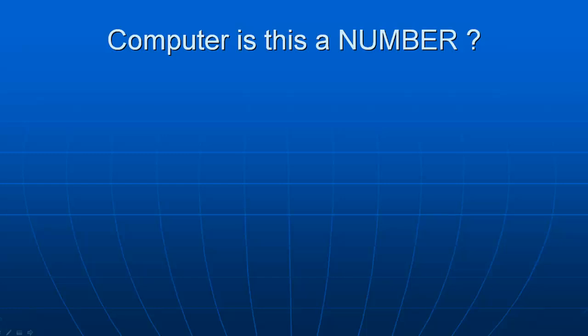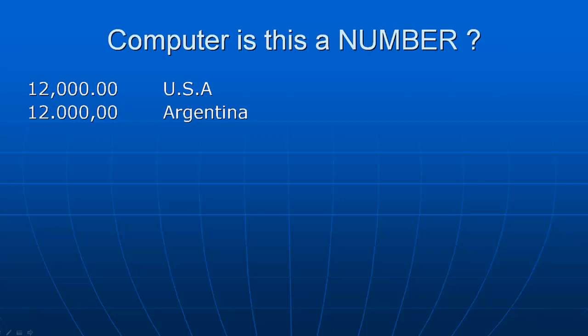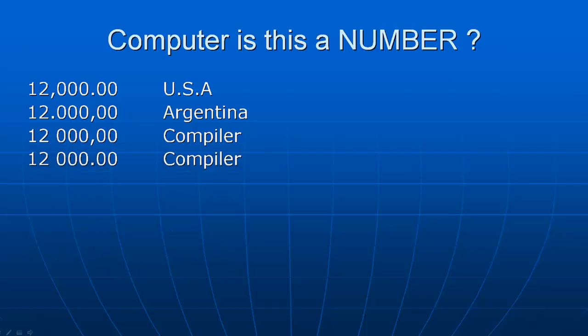So we look at computer. Is this a number? What we have is the USA way of representing a number with a comma for the thousand separator and a period for the decimal. But then we have other representations for a number. In Argentina, they do a period for thousand separators and a comma for the decimal. Or some compilers or other text values have spaces. And maybe with a comma, maybe with a period. Maybe it's comma and then a blank.